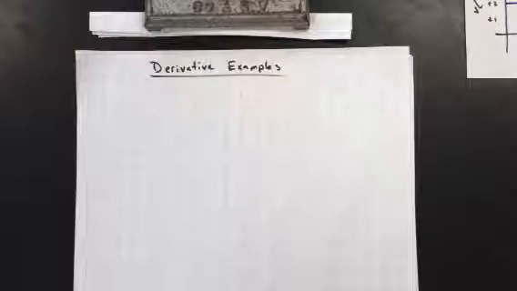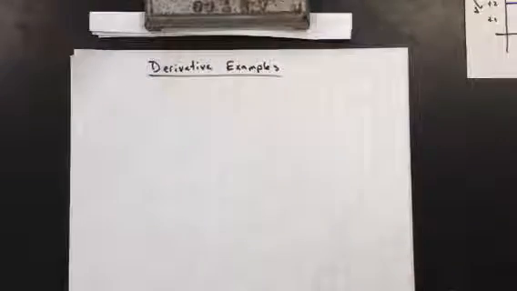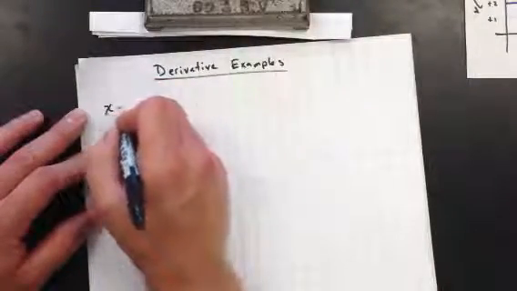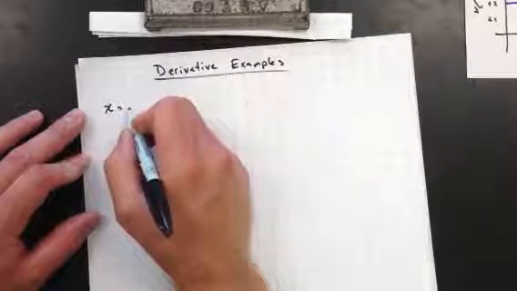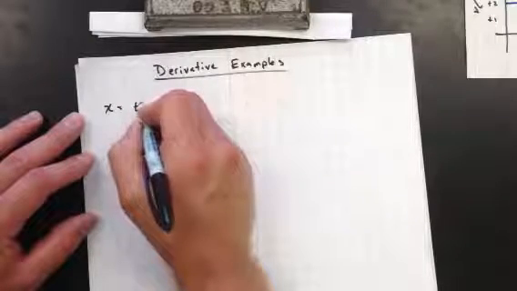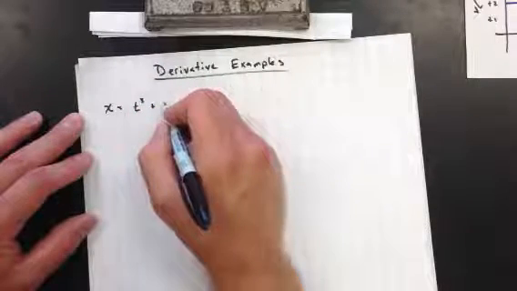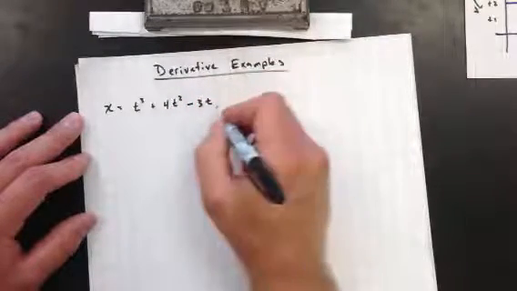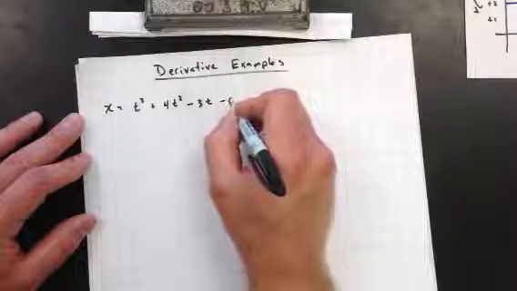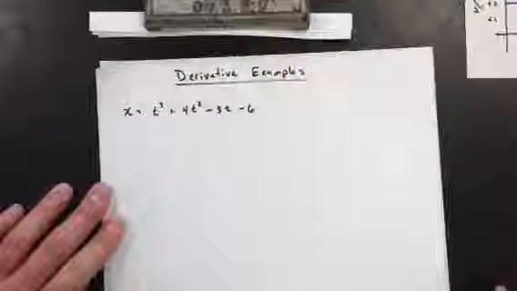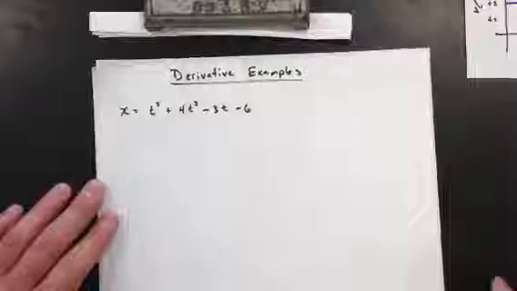Okay, in this video we're going to do a few example problems of the derivative. So we'll just make up a few position functions. It doesn't really matter what form they actually are. But we can do t to the third plus 4t squared minus 3t minus 6. Okay? So if we were to plug in any value of t, we would be able to figure out the location in that equation there.